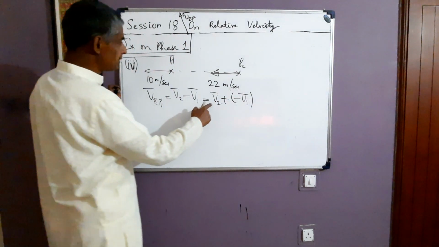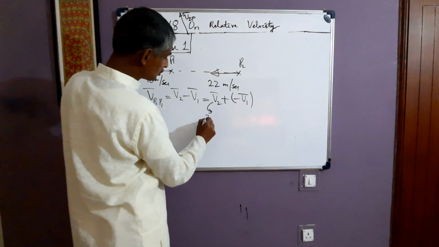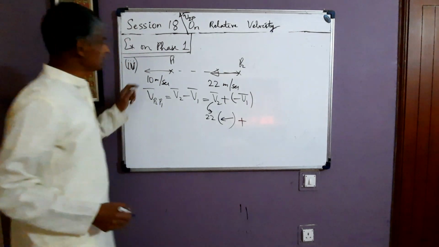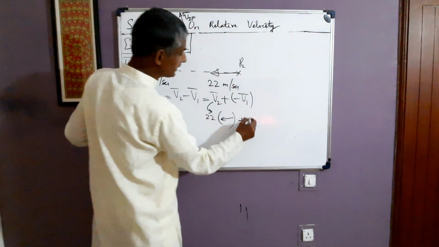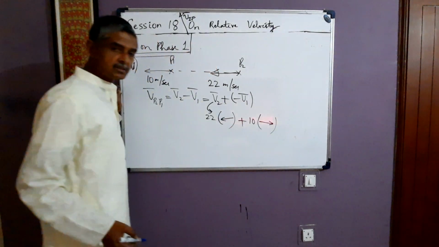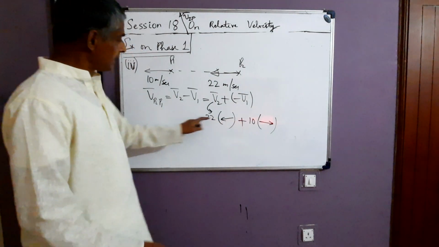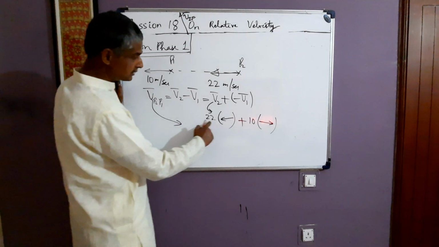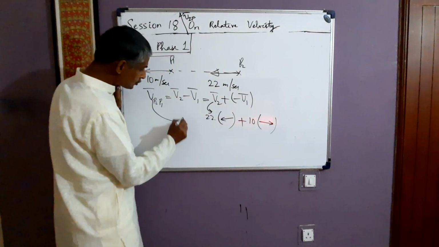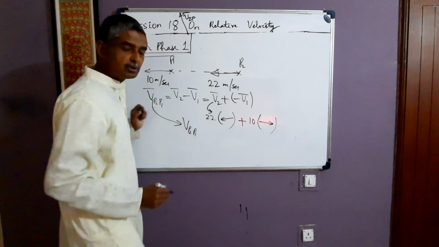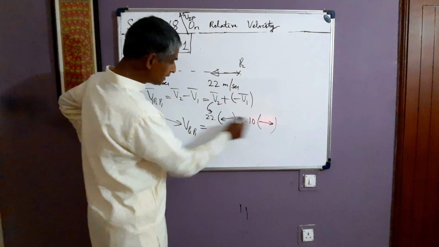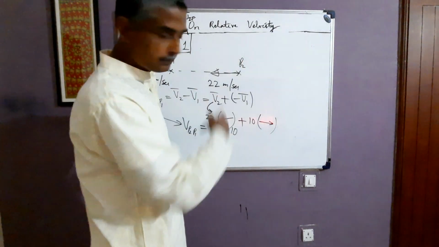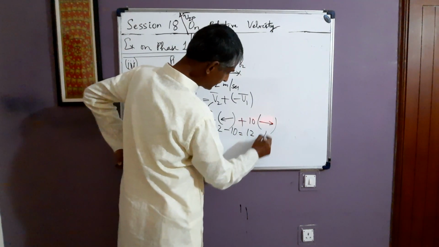Now see, V2 is 22 meter per second towards left, I write simply as 22 left. And V1 is 10 left, so minus V1 will be 10 meter per second right. Now we have to add these two vectors, and the resultant is Vp2 P1. They have opposite directions, so the magnitude of Vp2 P1, that is the relative speed of P2 with respect to P1, will be 22 minus 10, as per the law of parallelogram, the law of vector addition, which I have stated just now. That will be equal to 12 meter per second.